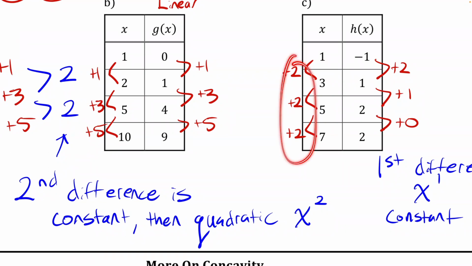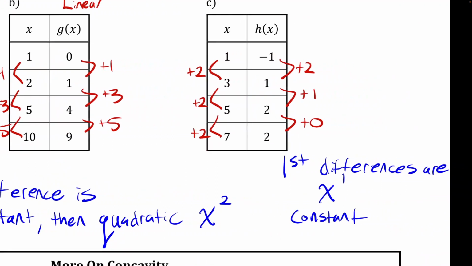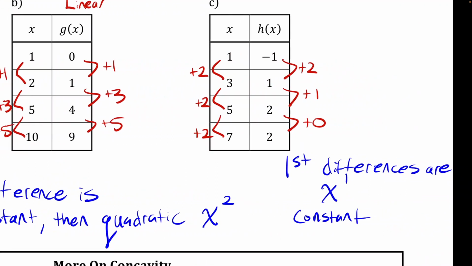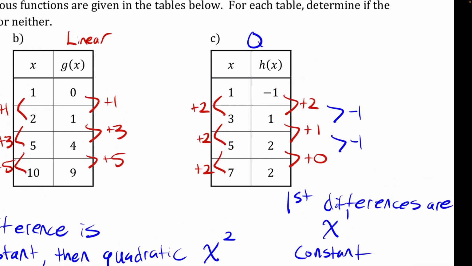If these are all the same, then you have permission to look at second differences, which is good. It's -1, -1. Oh, look, the same number. Claire, you got it. Good job. It's quadratic.